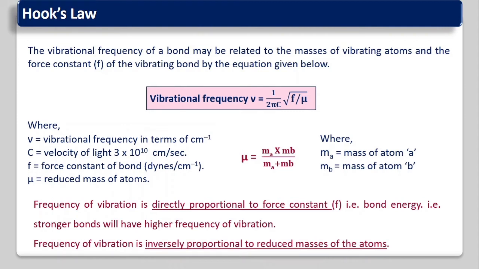Inversely proportional to the reduced mass. If the reduced mass is less, then it will vibrate at a higher frequency. If the reduced mass of the atoms is high, then the vibrational frequency will be less. So this law is important. It tells us which bond vibrates in which vibrational frequency. So the vibrational frequency nu is directly proportional to the force constant and inversely proportional to the reduced mass of the atoms.